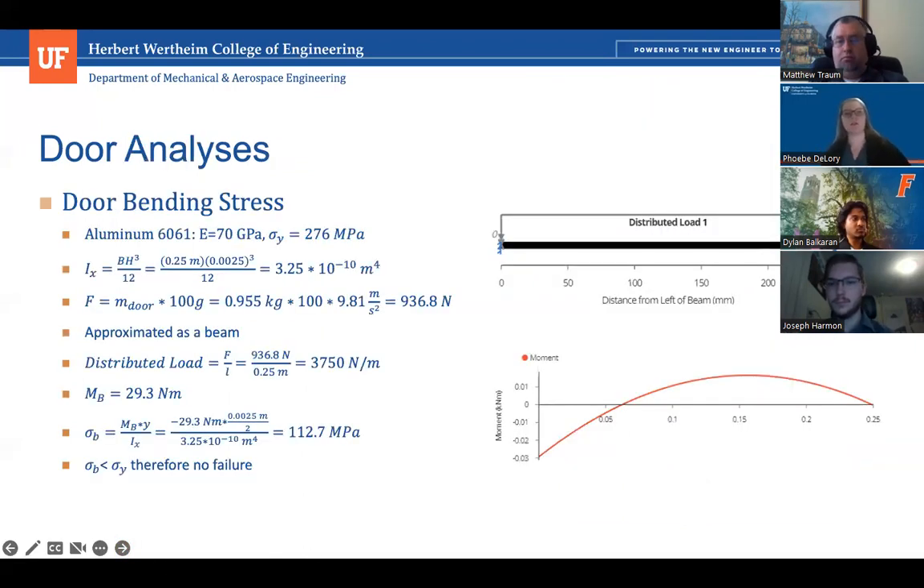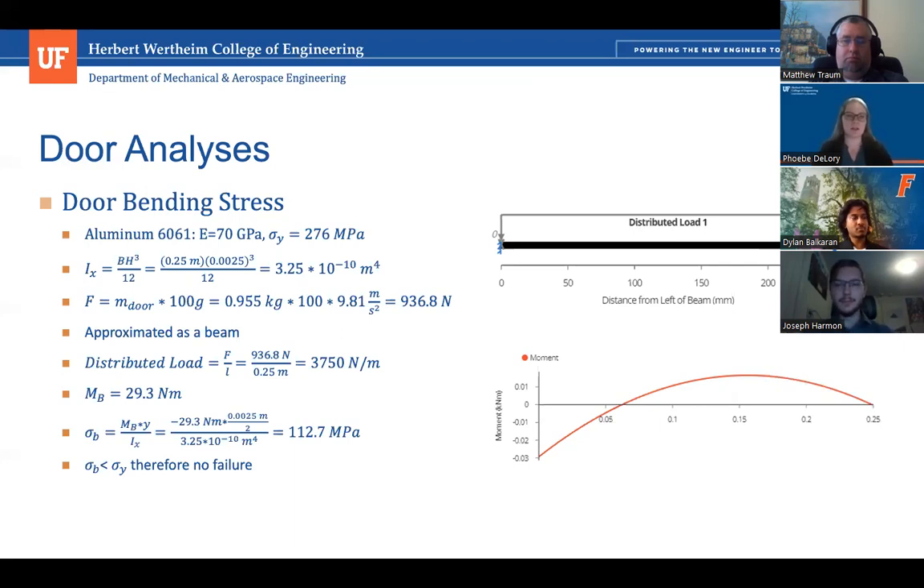We analyzed the door to find the bending stress to determine if it fails under the determined shock load. This is made out of aluminum 6061 with an elastic modulus of 70 gigapascals and a yield stress of 276 megapascals. First we found the moment of inertia using the geometry of the door. Then we translated that into the force that the shock load is going to exert on it using the mass and the 100G shock load. This resulted in a force of 936.8 newtons.